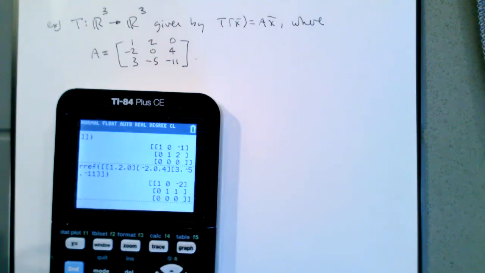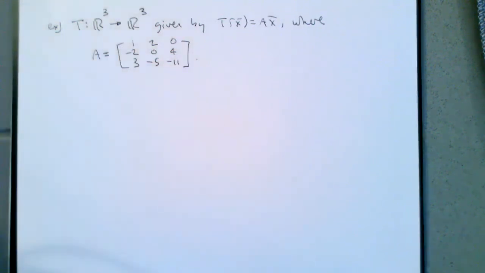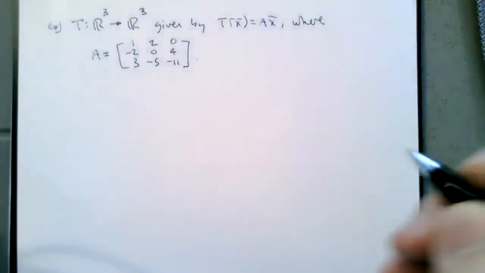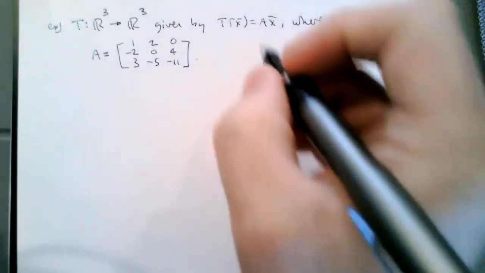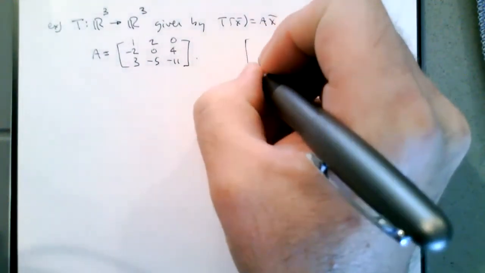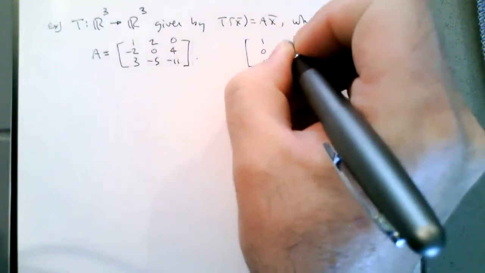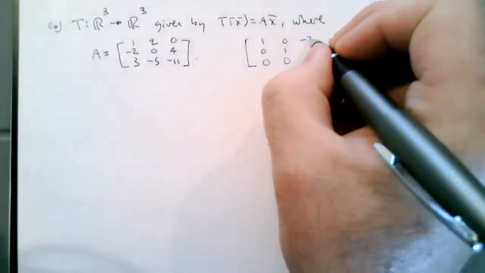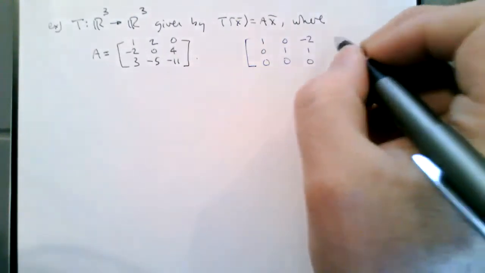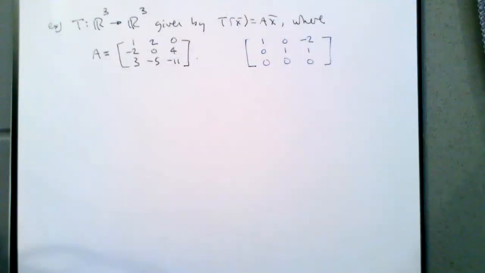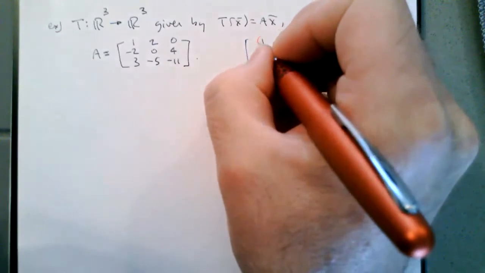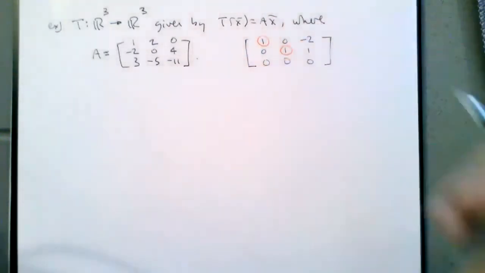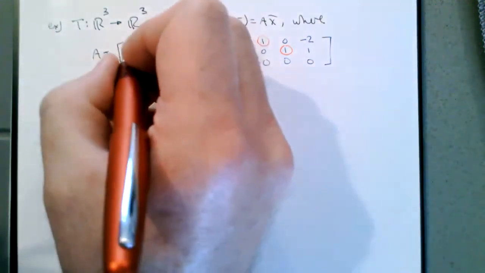The columns of A are linearly dependent. So we find the reduced echelon form of A, and it was 1, 0, 0, 0, 1, 0, and negative 2, 1, 0. One thing to note, the reduced echelon form is how we find the pivots, but it's A that has the pivots.